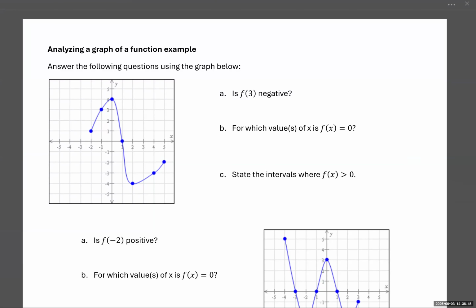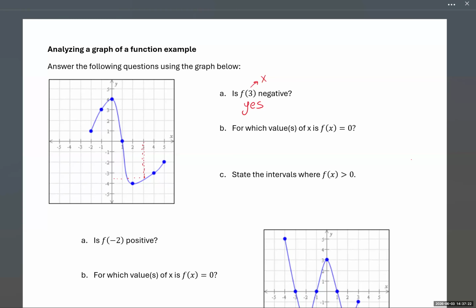The first one is, is f at 3 negative? So you do have to remember that this is your x value. So go to x equals 3 and see where the function lies. If the function lies below the x-axis at x equals 3, which it is, then it is negative. The function value here is negative. So the answer here is yes, it is negative. It's not asking us to find the actual number. Notice it's not on the whole number, so please don't try to put in the number. It's just a yes or no here.